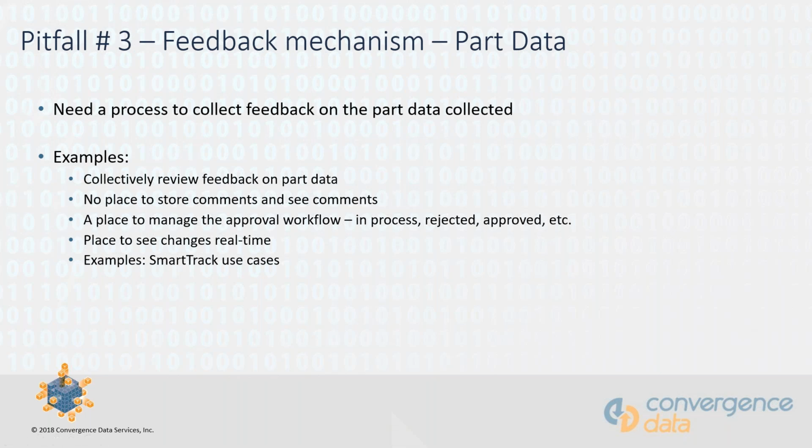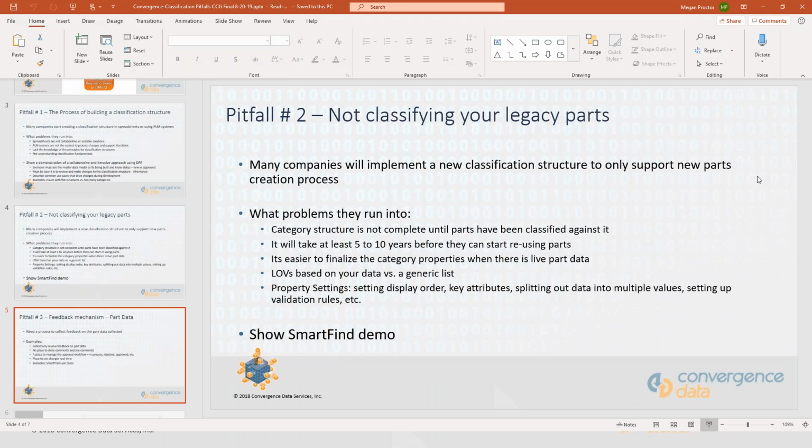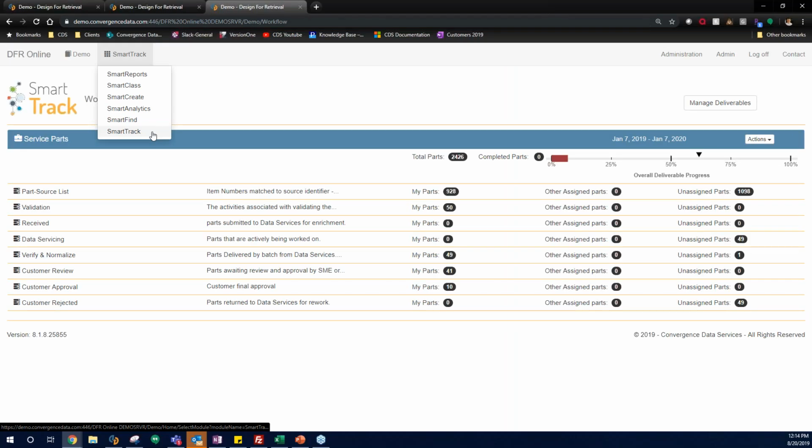Going back into DFR Online, this is the third module that Megan's going to go into. It's called SmartTrack. And SmartTrack is where we basically track all the parts through their life cycle. So the life cycle stages are described on the left. It starts with a parts list at the very top, and then works its way all the way down from validation to receive to data servicing, verify and normalize, customer review, approval, or rejection. So those are our life cycle stages. And this is basically how we track the status of all the parts that we're working on, that we're classifying.